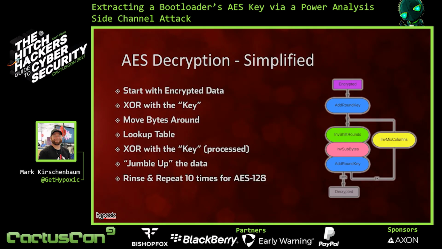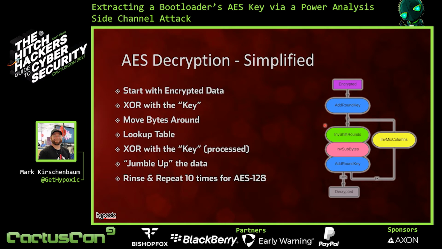Let's simplify the AES decryption method. We're going to start with some encrypted data, and we're going to be working on 16-byte blocks at a time, one byte at a time. We're going to add this round key, which all that is doing is taking our key and XORing that with the encrypted data. So each byte at a time, 16 bytes in this round key, and 16 bytes of data. We're going to XOR each location with the corresponding location of encrypted data. That's going to result in an array of 16 bytes.